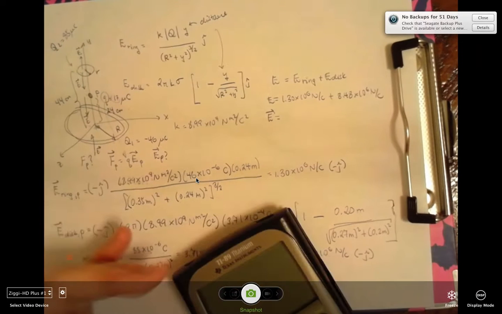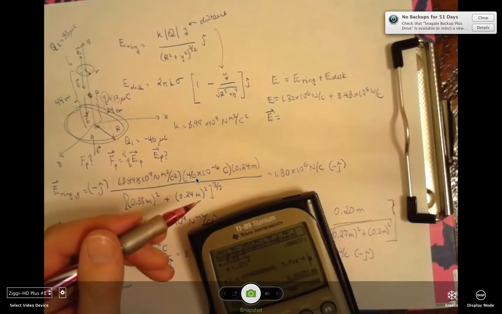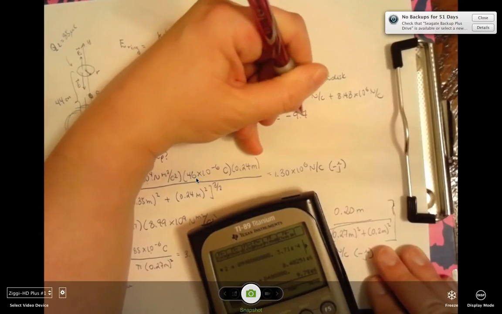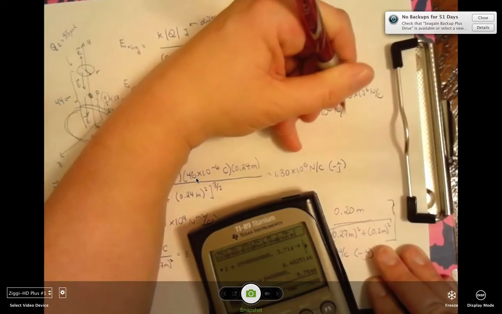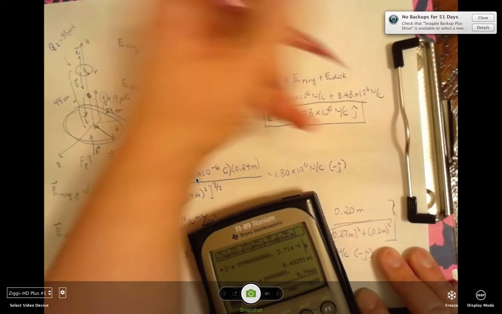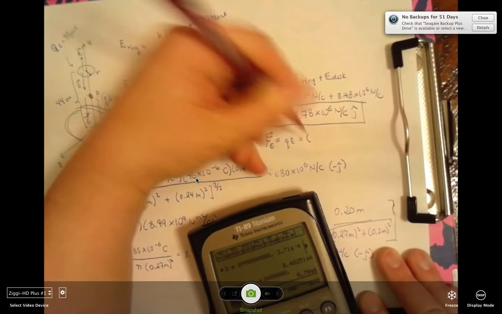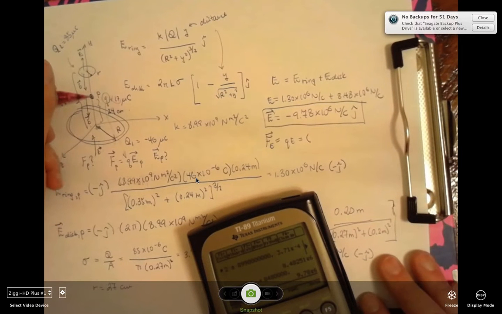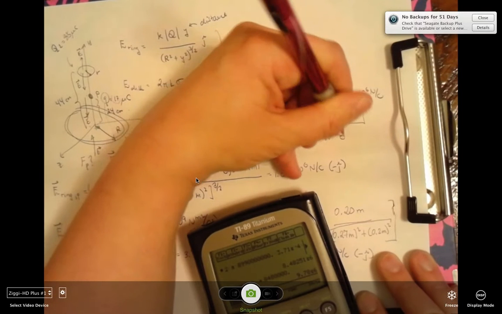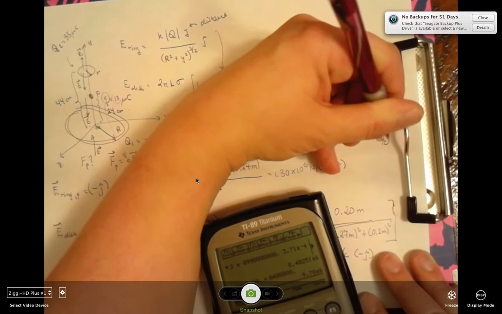So it's going to be 1.3 e to the 6 plus 8.48 e to the 6. It's going to be negative 9.78 times 10 to the 6 newtons per coulomb in the j hat direction. And the negative came because I'm moving the negative over there for the j. That's the E field. Now we want the force, which is Q times E. And the Q at the location P is 17 microcoulombs. So 17 times 10 to the minus 6 coulombs times the E field, which is minus 9.78 times 10 to the 6 newtons per coulomb.